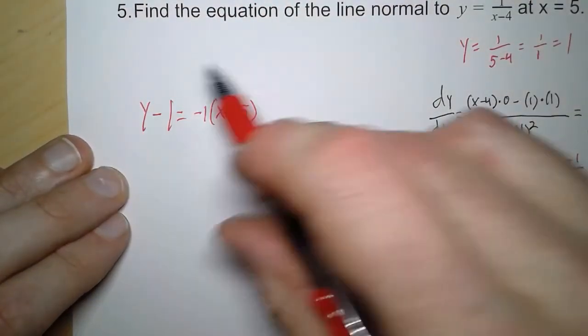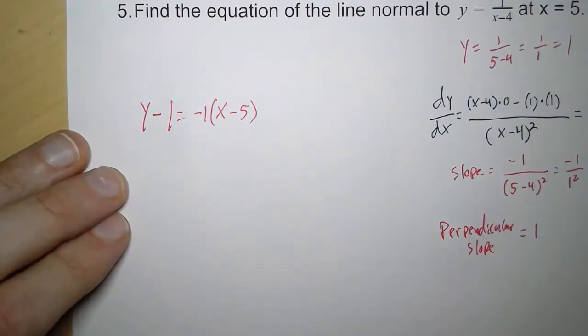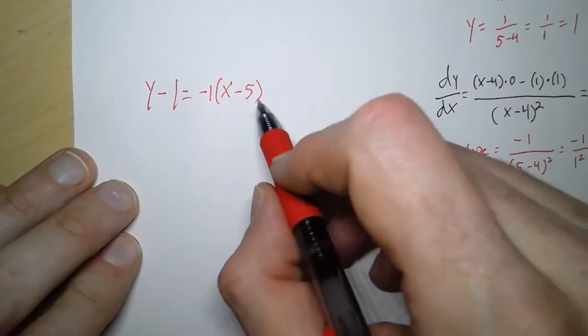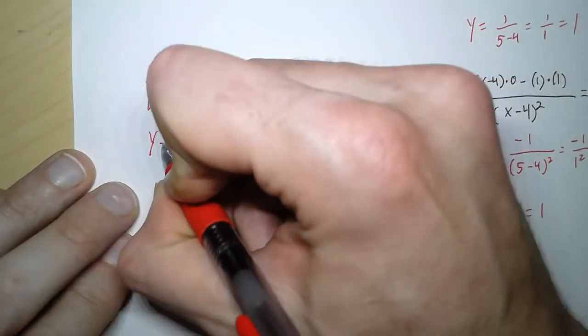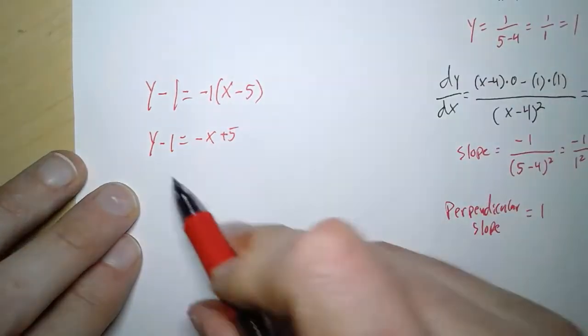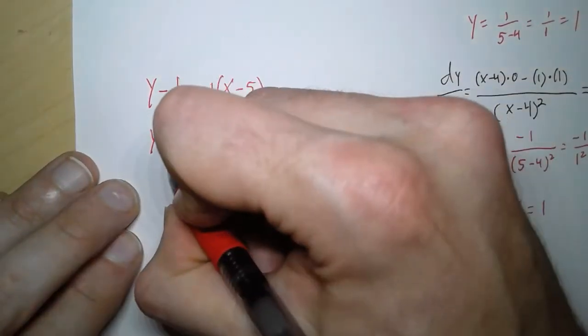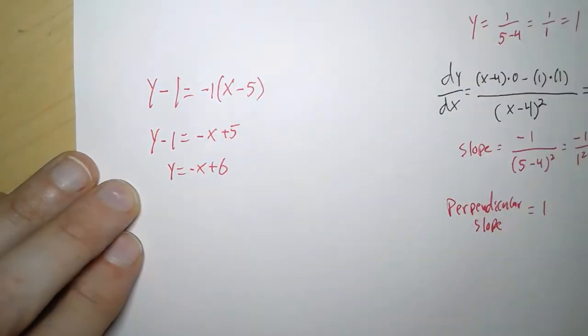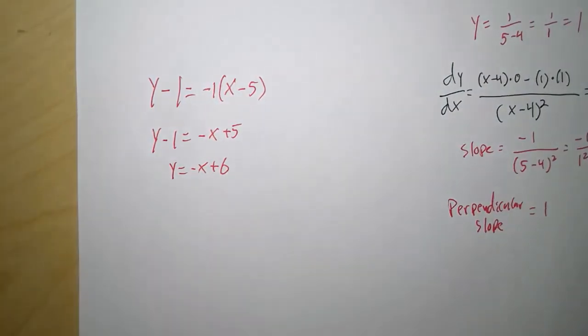Now this is what it looks like simplified in point slope form, but we'll also write this in slope intercept form. So we multiply in the negative 1 on the right. So negative x plus 5. And then we add 1. So y equals negative x plus 6. And there we go. That's our equation of this normal line.